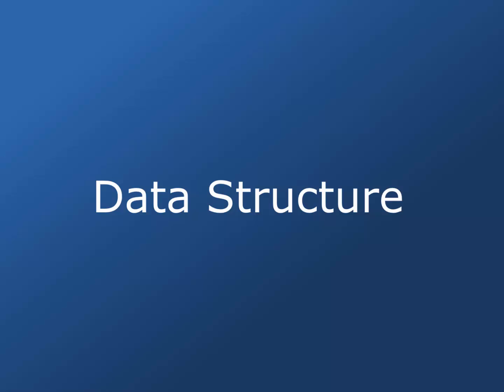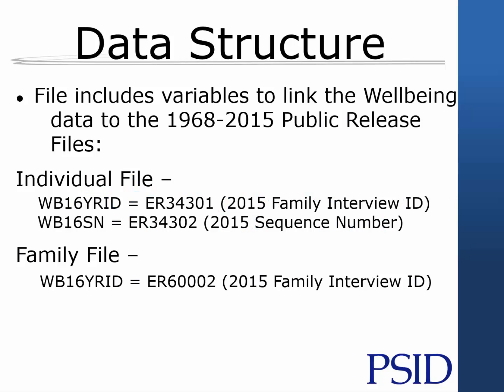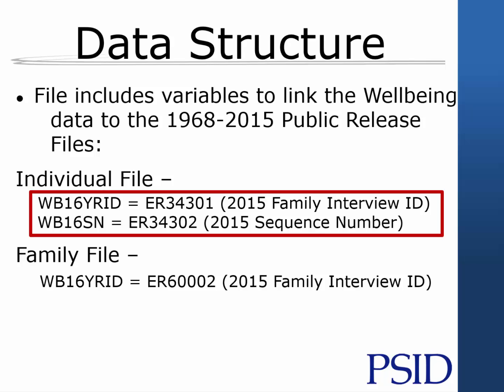Now that we've gone through the content, let's go over the data structure. The 2016 Wellbeing file includes variables to link to the 1968 to 2015 PSID public release individual and family files. To merge to the individual file, users should merge records using the Family Interview ID number and sequence number. The Family Interview ID number is WB16YRID in Wellbeing and ER34301 in the individual file, and the sequence number is WB16SN in Wellbeing and variable ER34302 in the individual file.